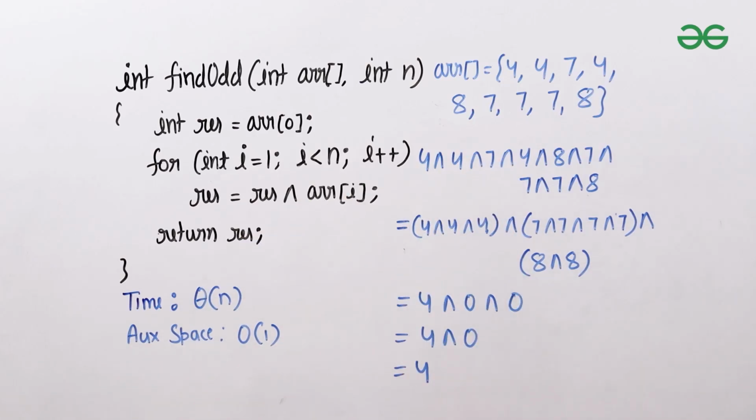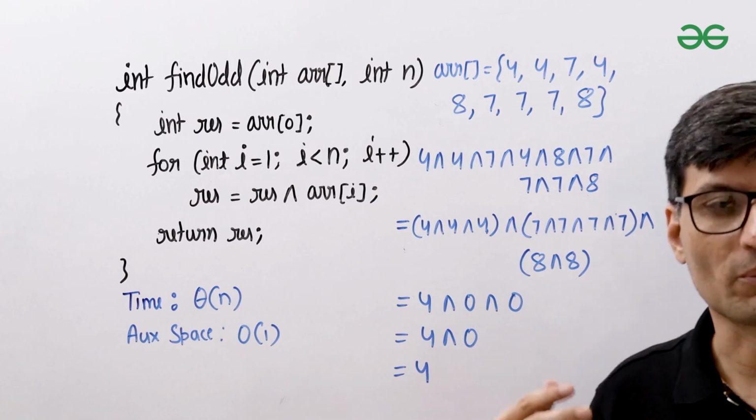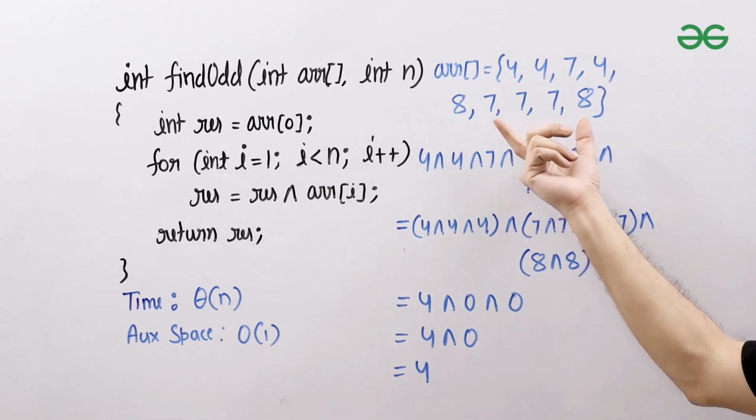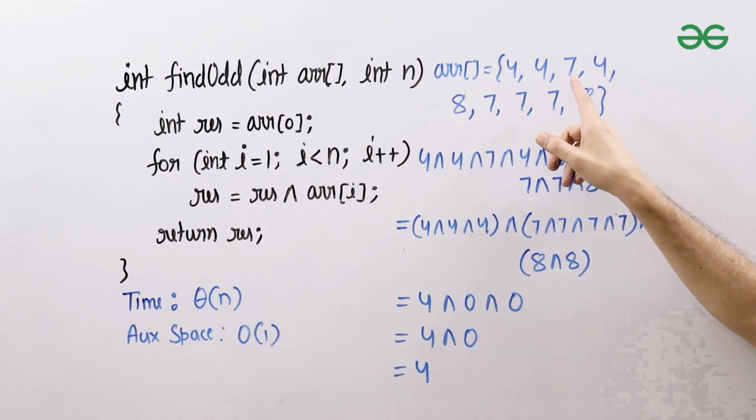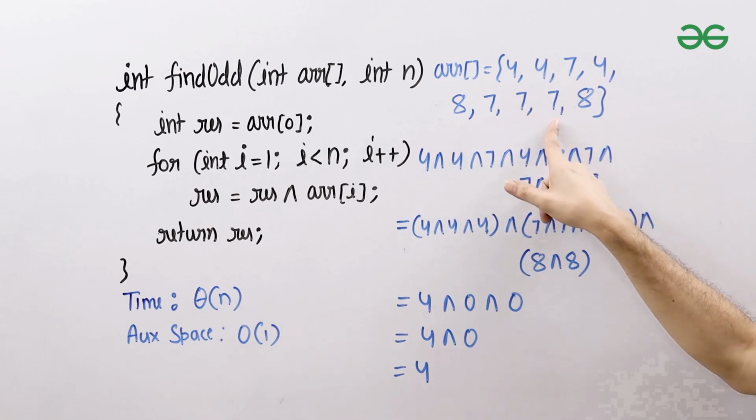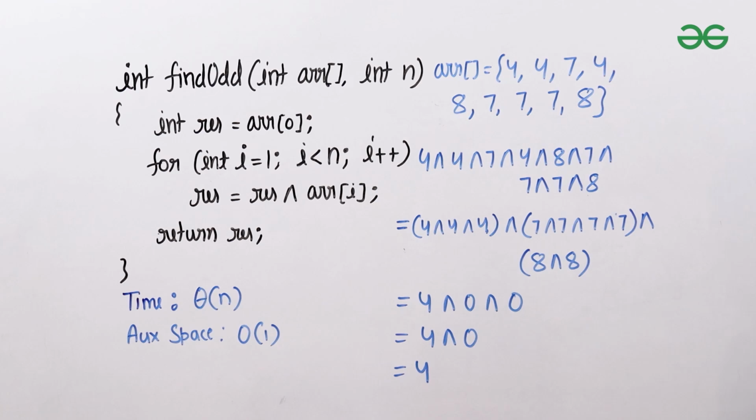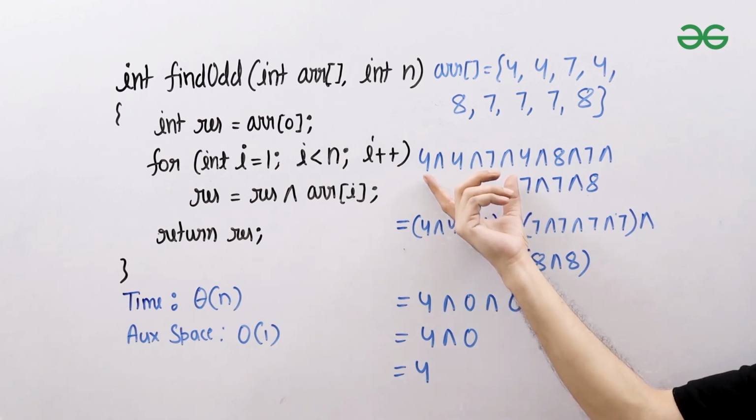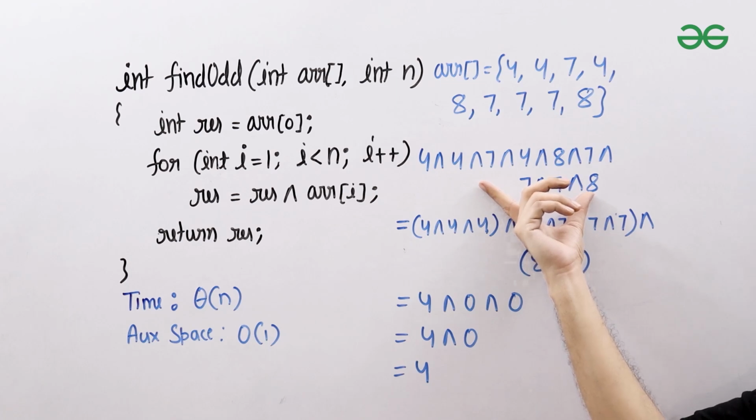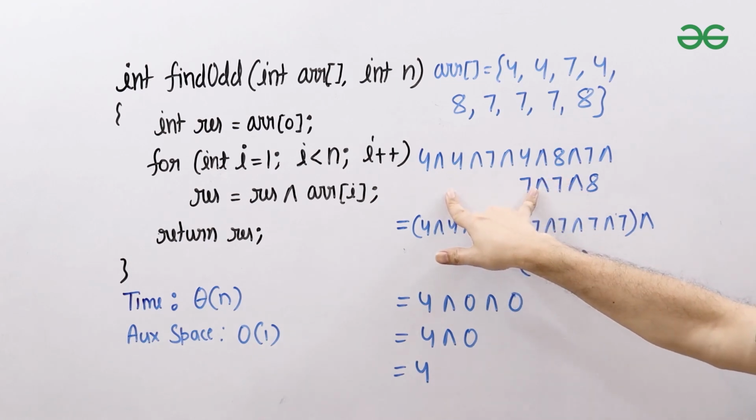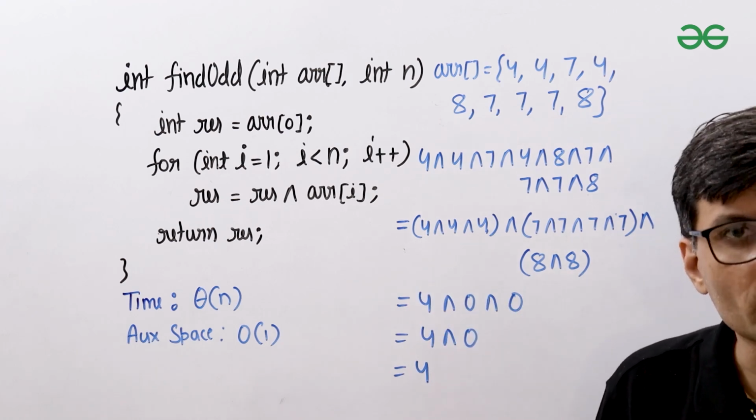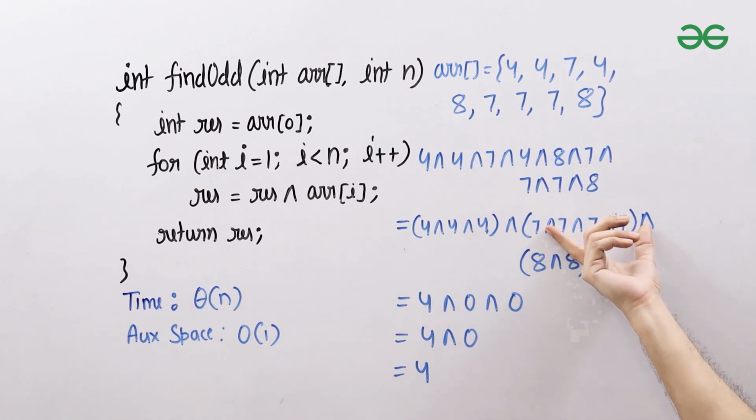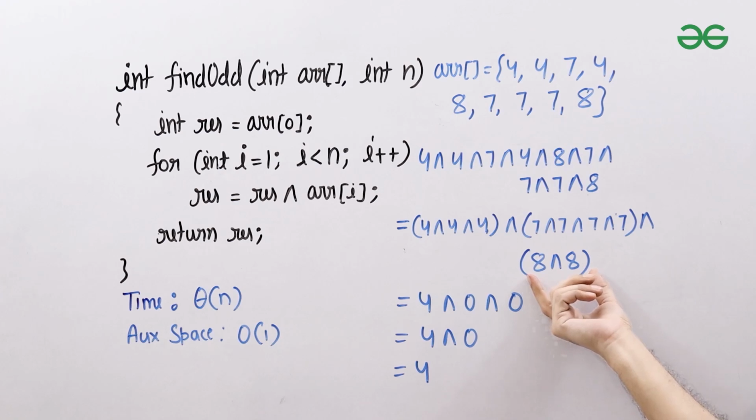Now how does the solution work? It's basically based on the XOR properties that we talked about. If you take a look at this example, where we have 4 appearing 3 times, it's the odd occurring number, and then we have 7 appearing 4 times and 8 appearing 2 times. All the other numbers appear 2 times, and 4 is the only number that appears odd times. So if I compute XOR of all these numbers, what is going to happen? I can rewrite this expression as this. I put all the 4s together because of the commutative and associative properties. I can put all the 7s together and I can put all the 8s together.